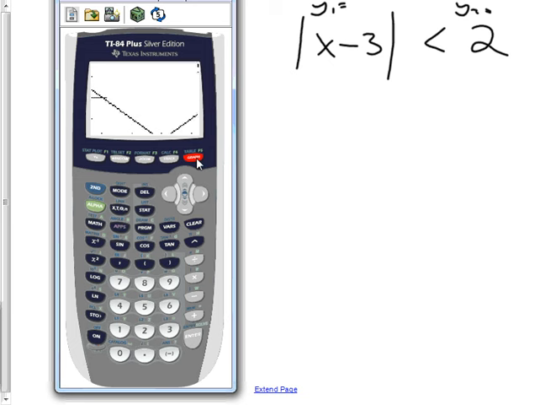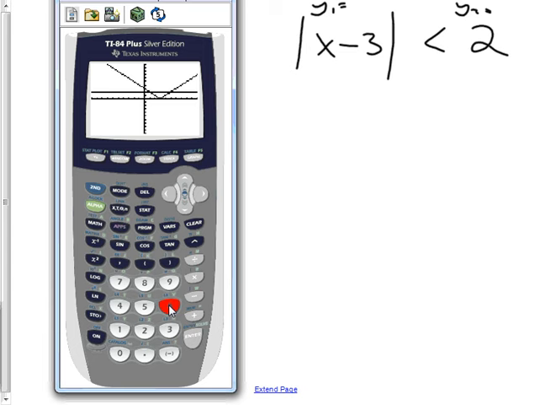Oh, my zoom is really weird. I'm going to go zoom 6 and see if that fixes it. There we go. Now, take a guess. What part of my equation works?